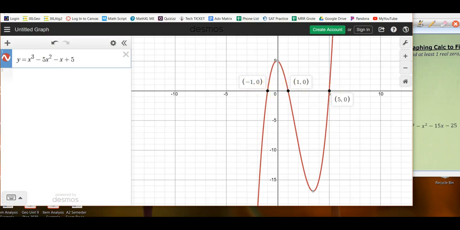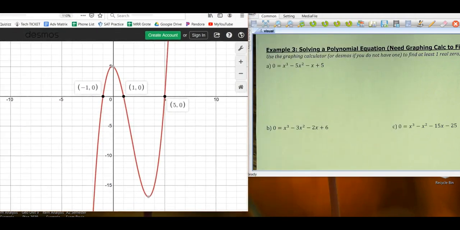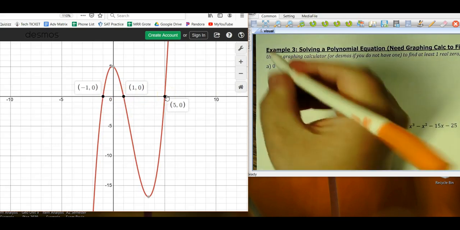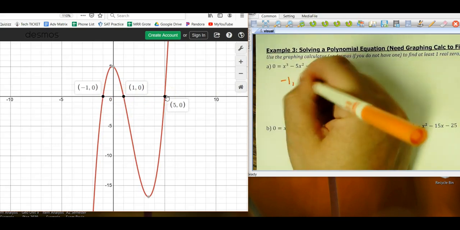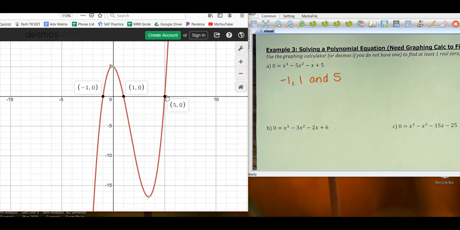So for the answers here, let me come back to my notes and pull this aside so you guys can see the graph. Okay, so literally I'm done with this question. This is x to the third, so this should have 3 answers. I actually have all 3 of them being real numbers on this question. So we would write down -1, 1, and 5. Those are our answers, and we're totally done with that problem.